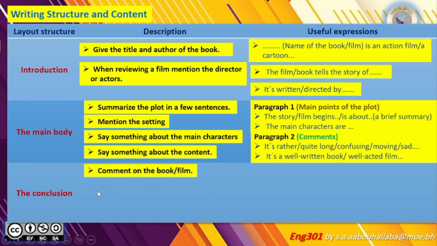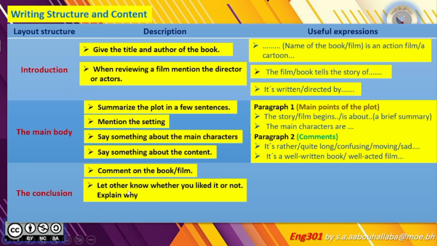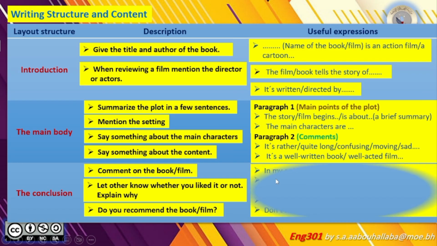Finally, we come to the conclusion. Here you need to comment on the book or the film again, and you need to let others know whether you liked it or not. And here you are going to explain why you liked it or not, and finally you will give your recommendation. Do you recommend the book or not? Usually we do recommend such things, because in the exam you are asked to write about your favorite film or a film that you like, so you will definitely recommend that for other people to watch.